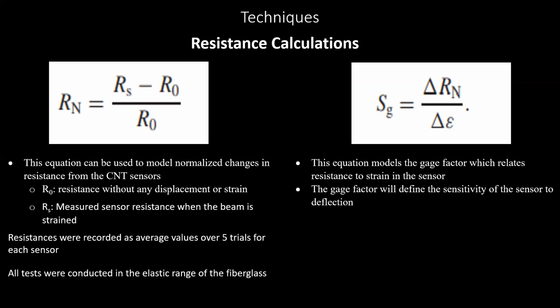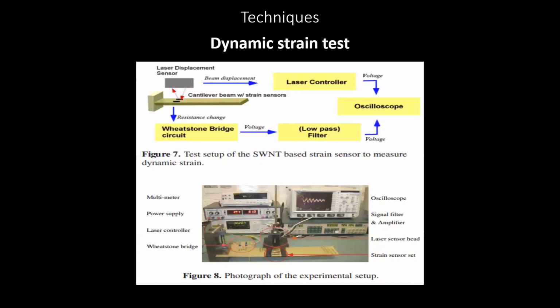The equation on the right, gauge factor, describes the sensitivity of the sensor, while the equation on the left describes normalized resistance. The test performed next was a dynamic strain test. This test was much the same as the static strain test from before, but with more elaborate equipment to record the variable responses from the sensors. This time, after the maximum load was applied to the free end of the beam, it was released and allowed to vibrate freely as results were recorded.